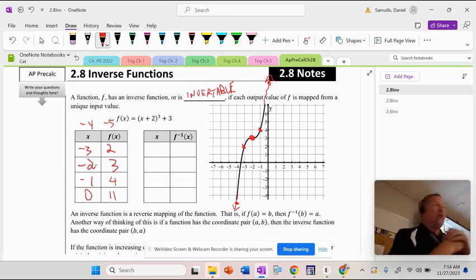All right. So I literally can take the inverse of this just by looking at this chart of values, and everyone say it. Switch X and Y.